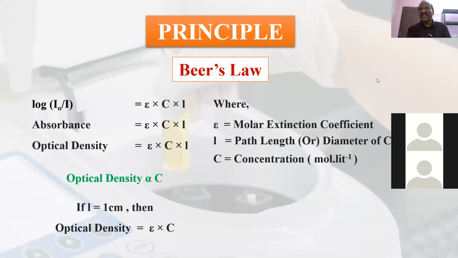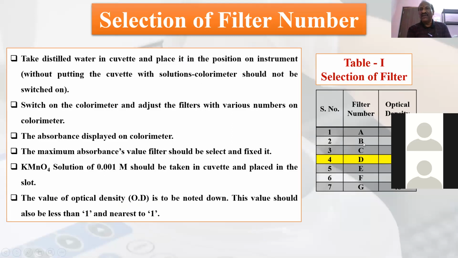Here you see the selection of filter: serial number, and filter name we note here. For each filter we will get a different value. One minute, I will show. Here you see the different values: filter A 42 optical density, filter B 51, filter C 64, D is 72, E is 61, F is 55 and G is 46. Like this we get a different OD value for each filter.